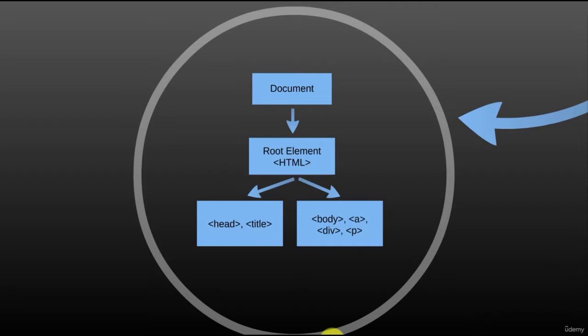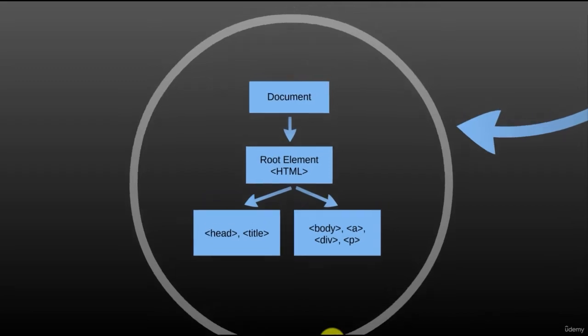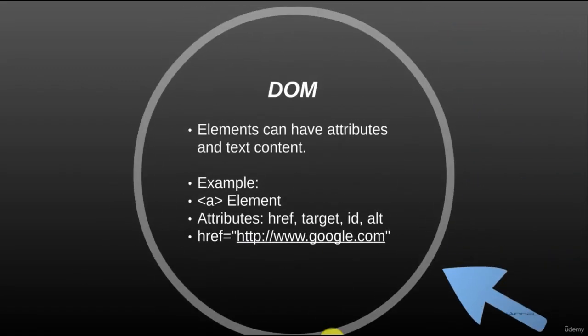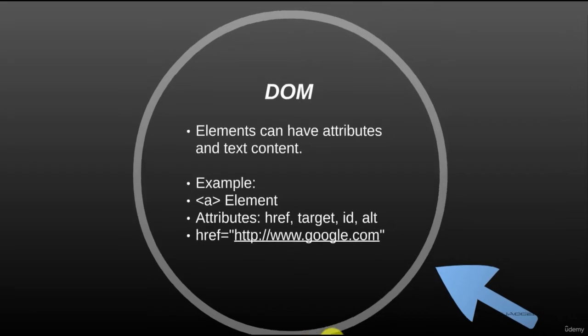The root element also holds the body element, which can contain links, paragraphs, headings, divs, and just about any other element we can use to develop the content of our page. Each of these elements can have text content and attributes. For example, the A element contains an href attribute, which contains a textual link.